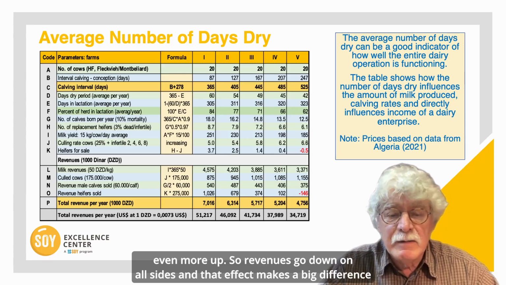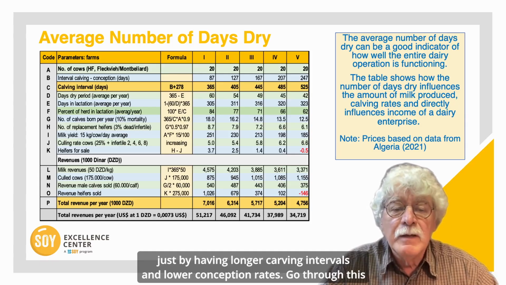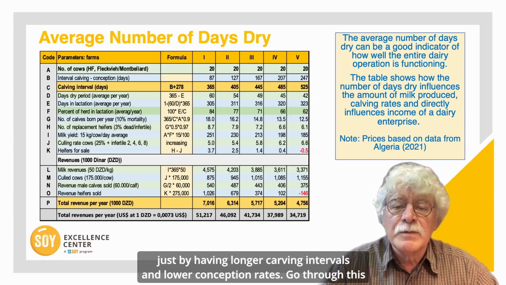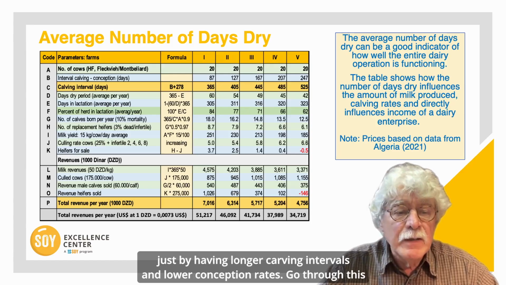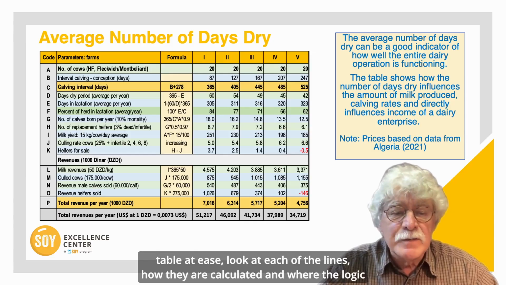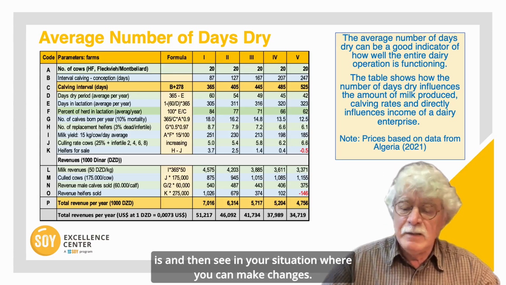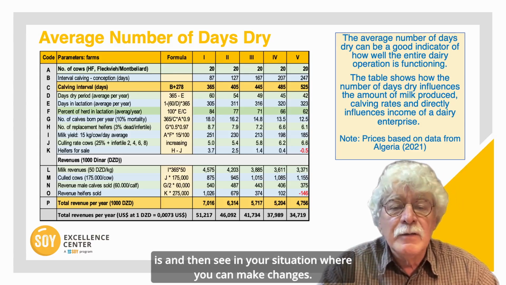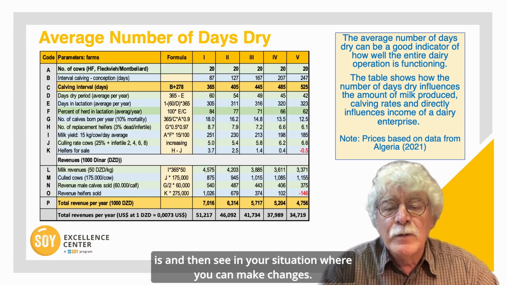and that makes a big difference just by having longer calving intervals and lower conception rates. Go through this table at ease, look at each of the lines, how they are calculated and where the logic is, and then see in your situation where you can make changes.